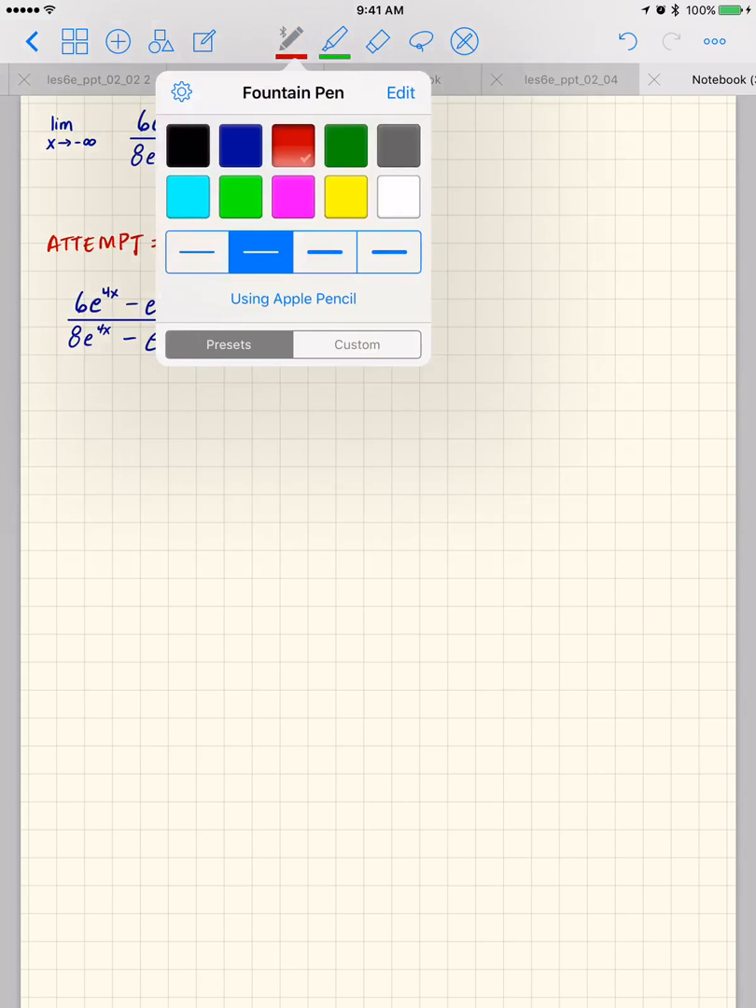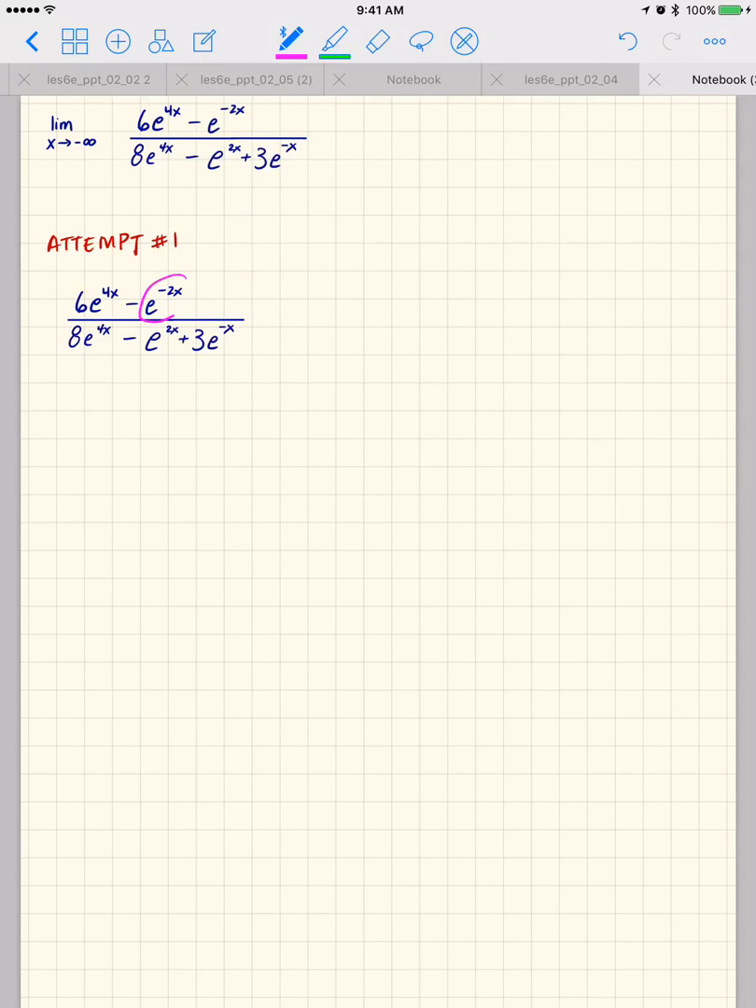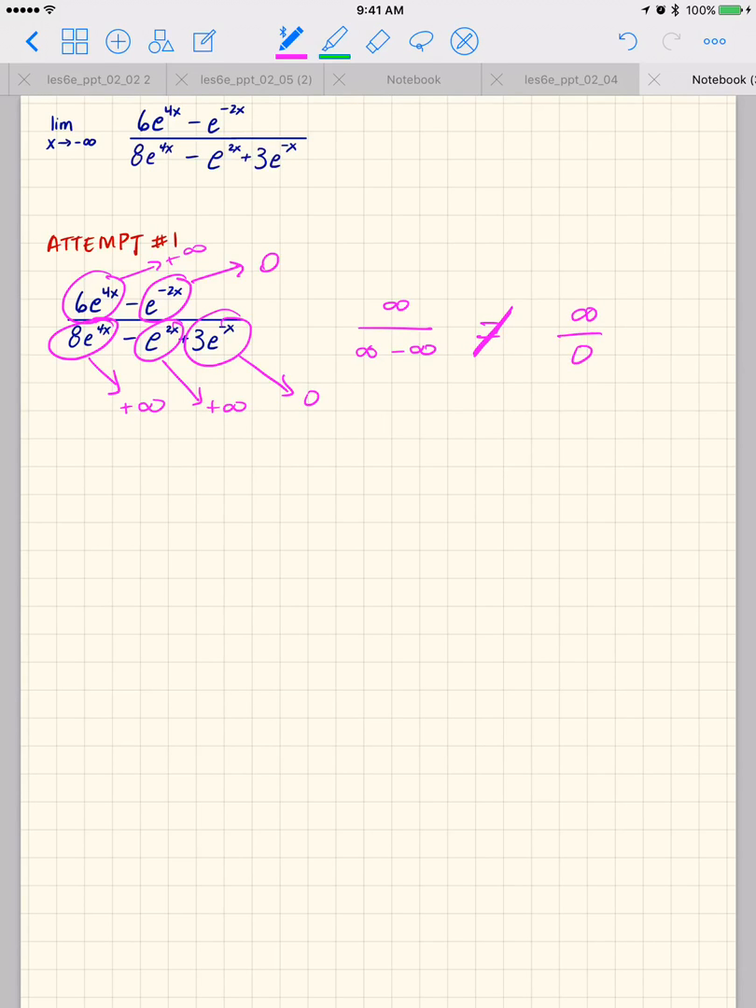We're going to say this goes to 0, this goes to plus infinity, this goes to plus infinity, this goes to plus infinity, this goes to 0. This is going to give us infinity over infinity minus infinity. Notice this is not equal to infinity over 0. The fact that we have this in the denominator means we have an indeterminate form.